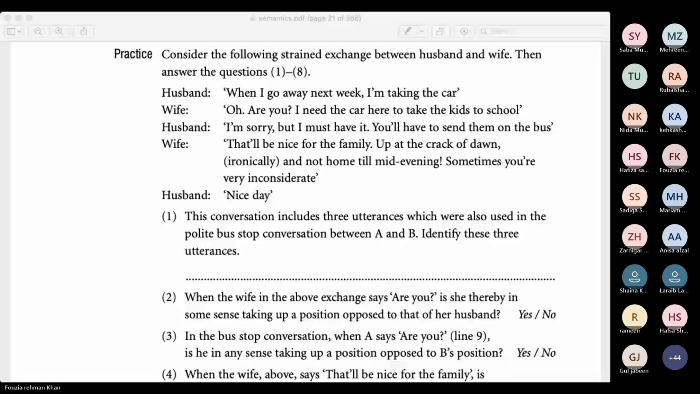Now, moving to question number 2. When the wife in the above exchange says, "Are you?" is she thereby, in some sense, taking up a position opposed to that of the husband? Yes, that's true. We are marking true and false here according to the speaker's meaning. In the bus stop conversation, when A says, "Are you?" in line 9, is he in any sense taking up a position opposed to B's position? No, he's not. Okay.